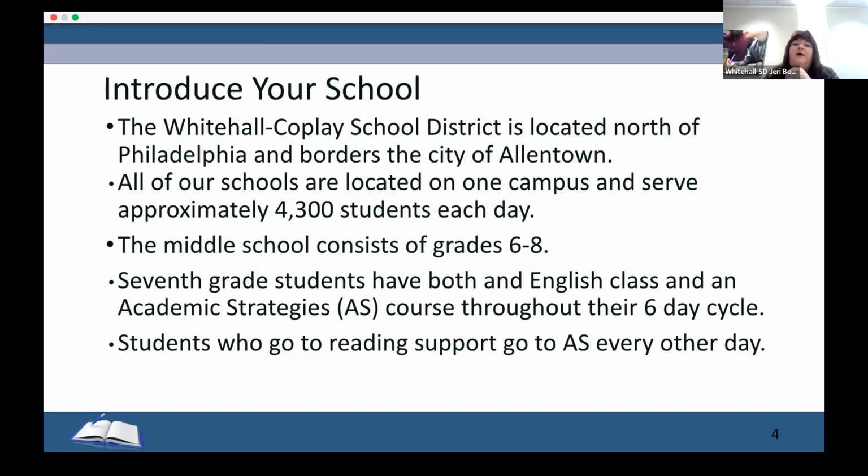7th grade students have both English and academic strategies, as Emily said, and that is to compensate because in 6th grade they have a double period of ELA and reading, and so that's a way of transitioning them through 7th grade. And then students go to reading support every other day in academic strategies.